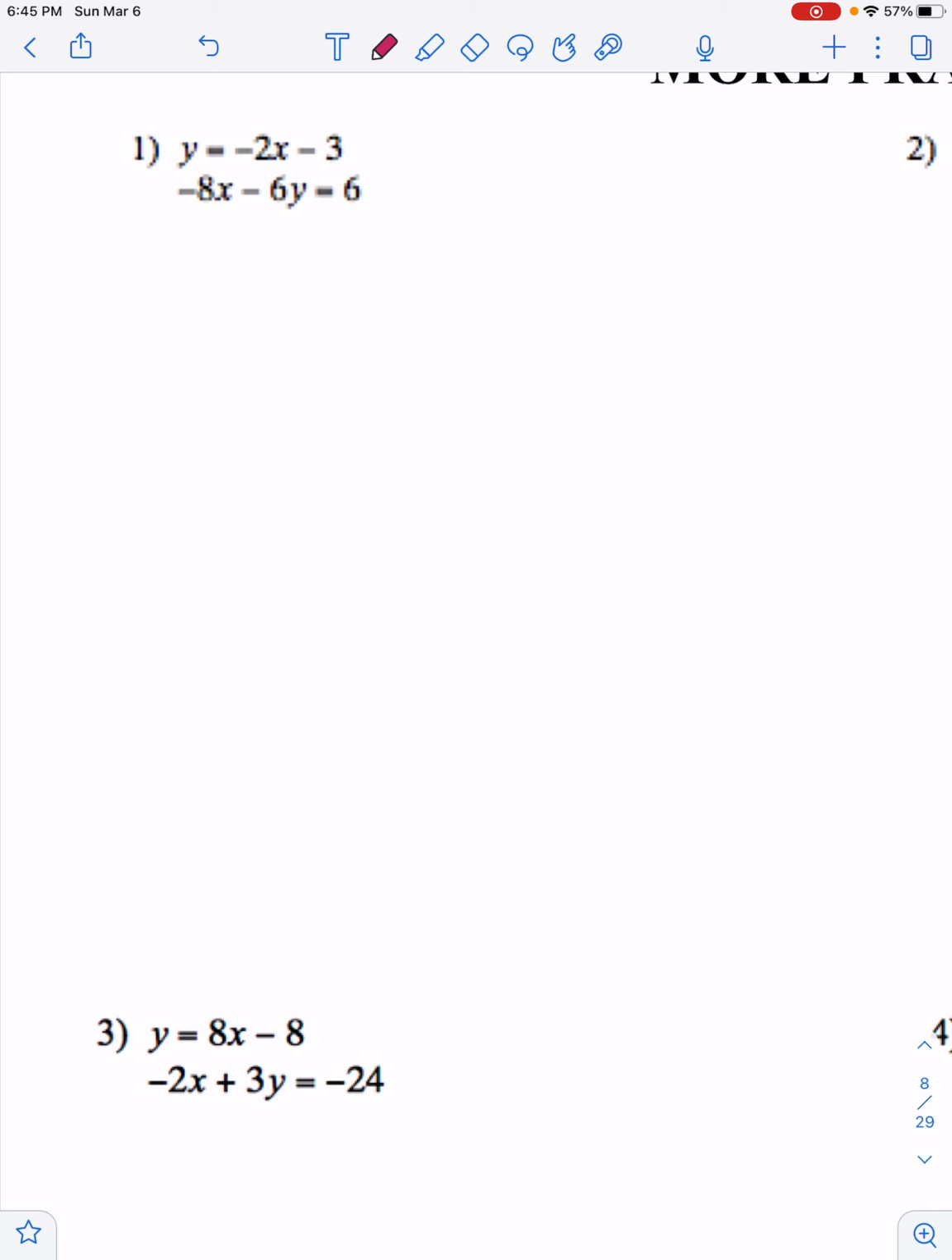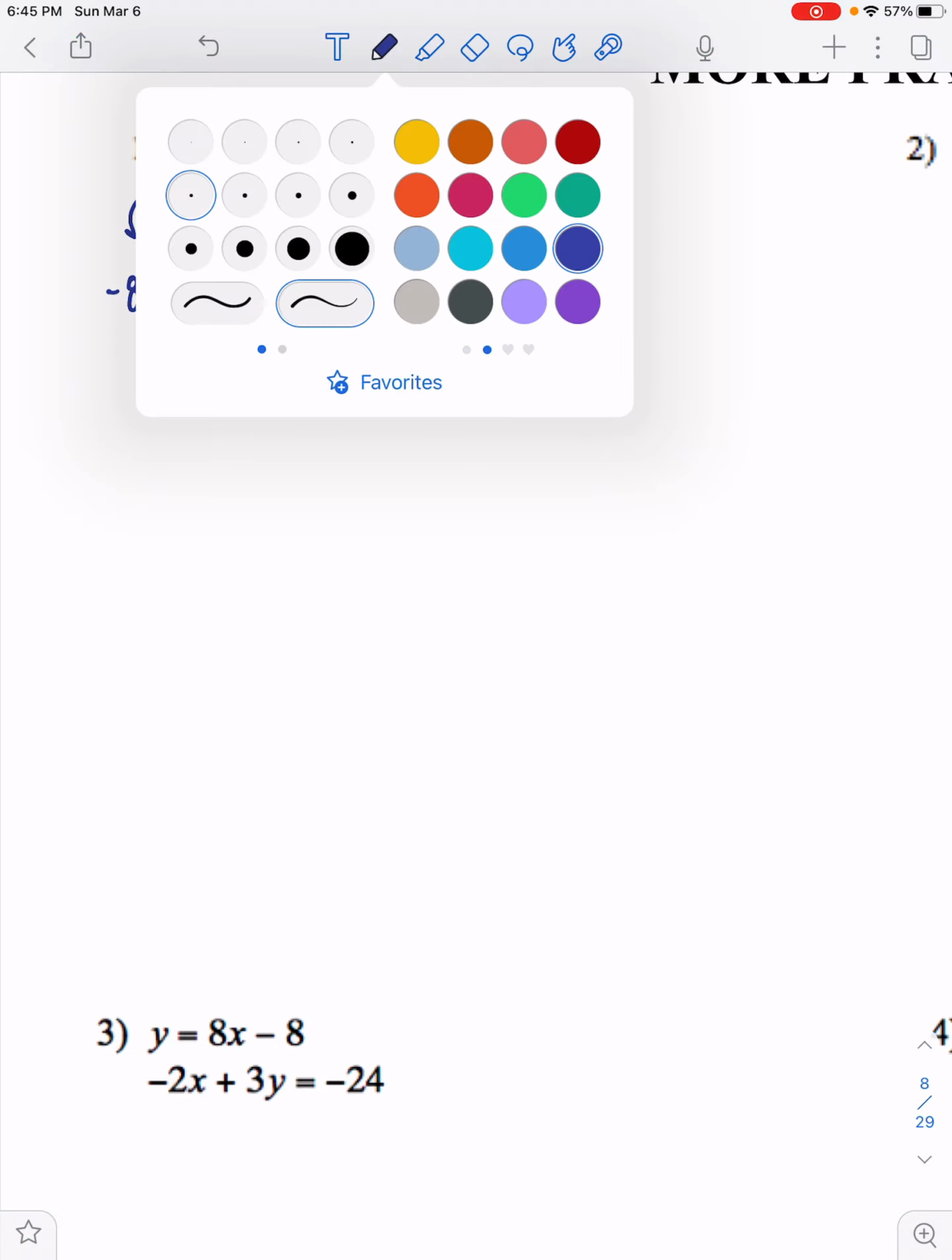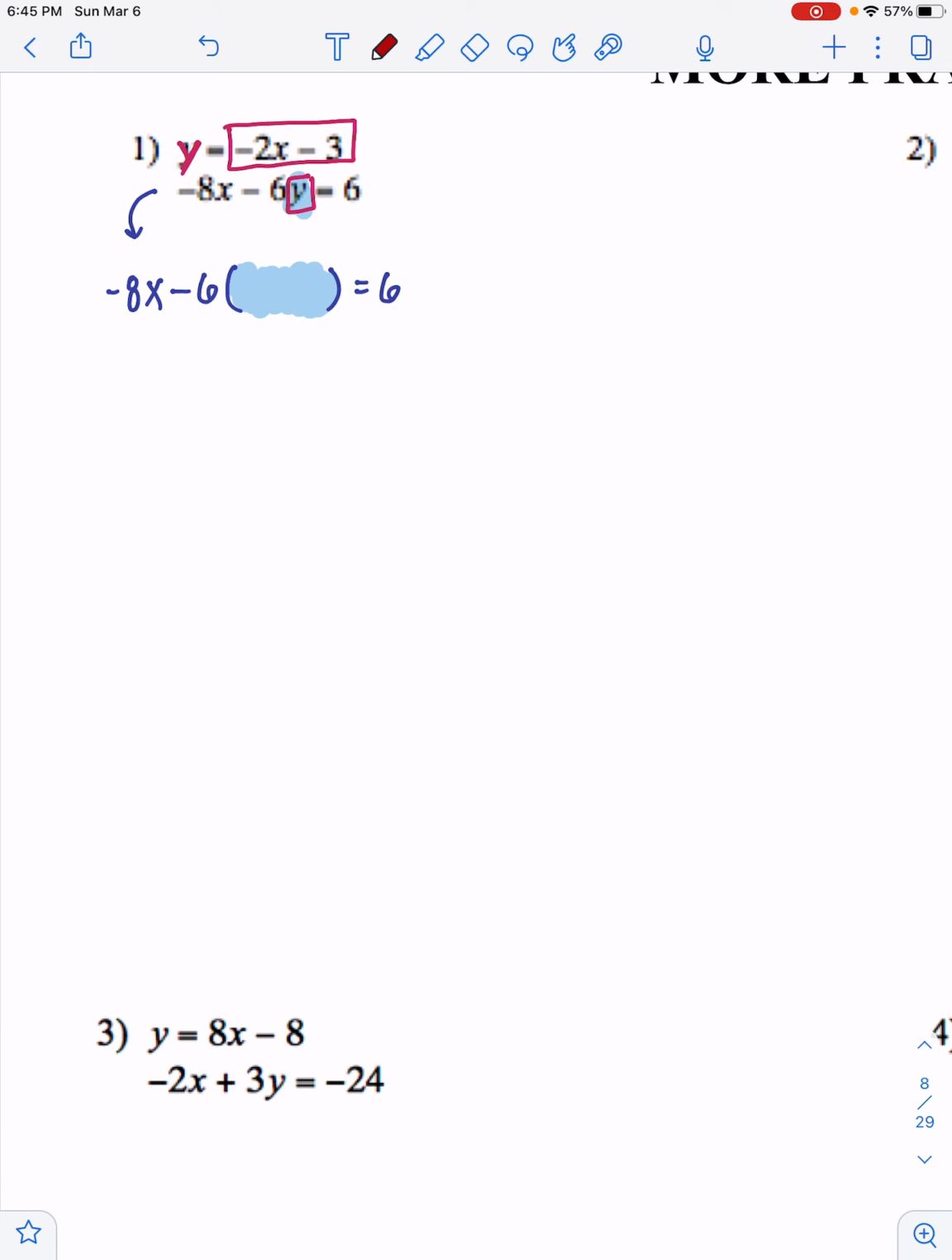All right, so I noticed that the first equation has y equals negative 2x minus 3. I'm actually going to box what it's equal to. And we're working with y. So in my second equation, I want to box that y also. And now we're going to rewrite the second equation. Negative 8x minus 6. And instead of y, we're going to put parentheses. All I did was where there was a y, I filled it in with parentheses because we are going to substitute for that. And y was equal to, we're going to use our first equation, negative 2x minus 3.